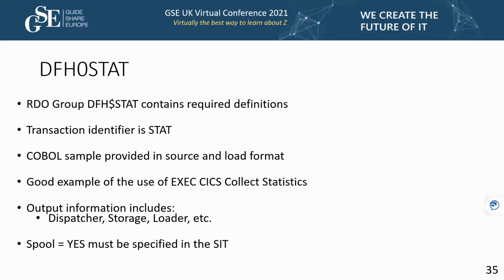So how do you quickly look at statistics? This is one of the easiest things to do, right? There is an RDO group called DFH$STAT, right? And you know you have it in your environment. I don't want to flip out of the presentation, but if you go into your CICS region, right, and you look at a transaction in your system called STAT, first of all, if you have the transaction, and if it's pointing to a DFH program, then chances are the STAT transaction will run DFH0STAT. Right? If you have it, you can type that in.